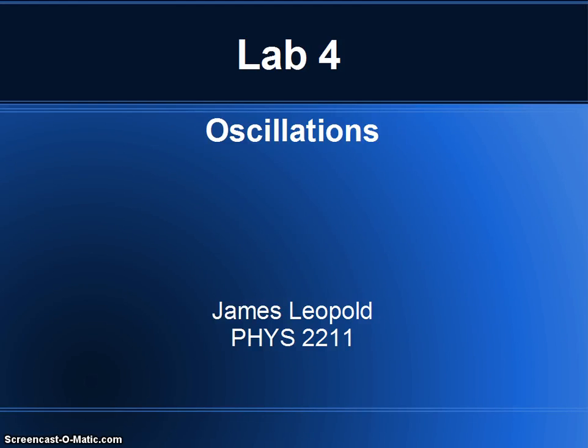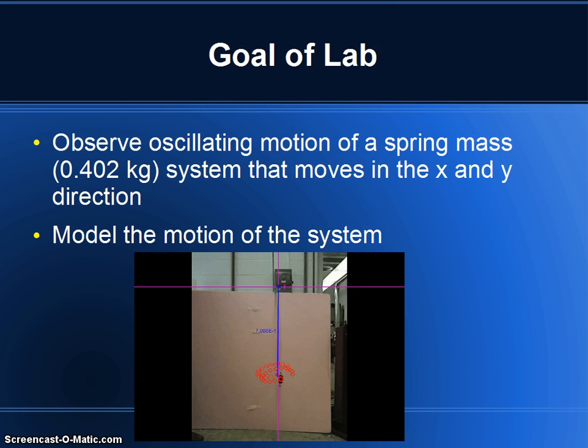This physics lab will deal with the oscillation of a spring mass system. The goal of this lab is to observe oscillating motion of a spring mass system that moves in the x and y direction. We know the mass of this to be 0.402 kilograms, and we're going to model the motion of the system in Python.